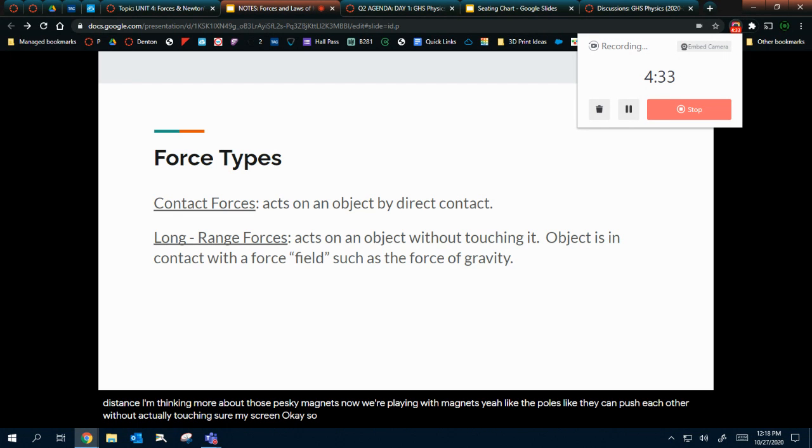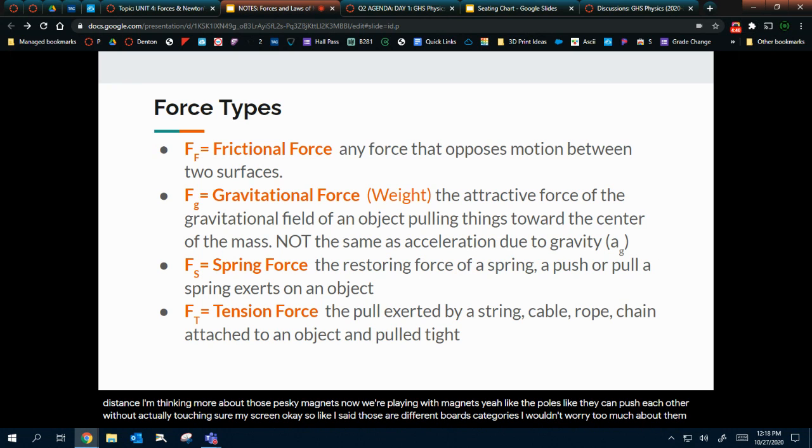Okay, so like I said, those are different force categories. I wouldn't worry too much about them. I'm certainly not going to ask you questions on them. But this slide and the next slide list a few of the forces that we will talk about in this class.